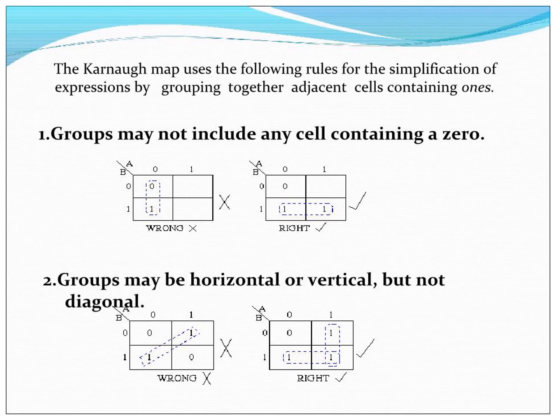Similarly, second rule: groups may be horizontal or vertical but not diagonal. In the first K-map that you are seeing, the two ones are on the diagonal, which is not correct. This is not the way to group. We have to group the ones either on horizontal or vertical sides only.